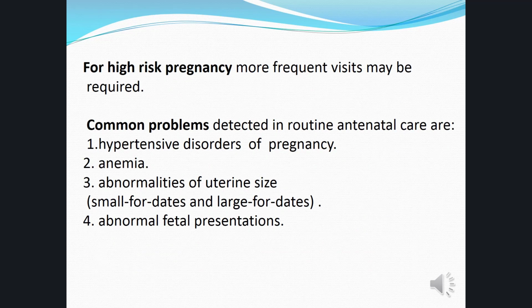What are the most common problems detected in routine antenatal care? They are hypertensive disorder of pregnancy, anemia, abnormalities of uterine size, small for dates or large for dates, and abnormal fetal presentation.